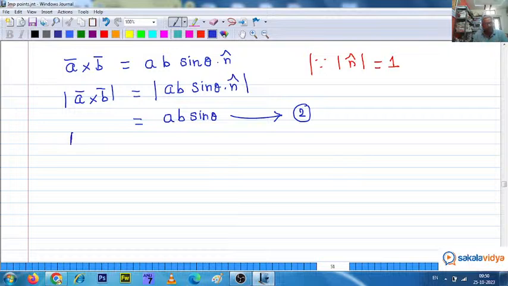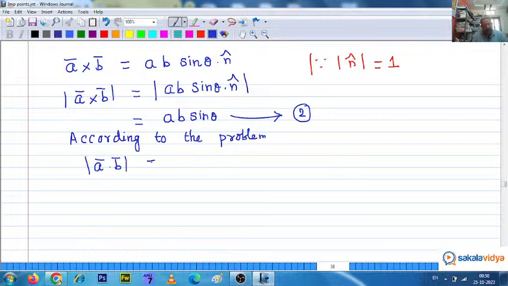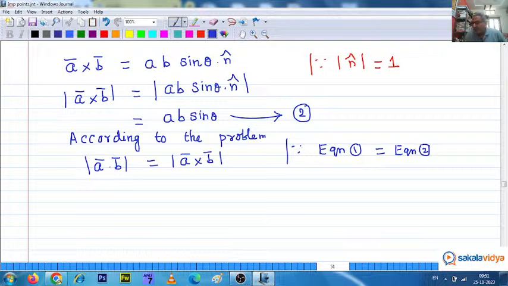According to the problem, according to the question, the modulus of A dot B is equal to the modulus of A cross B. That means equation 1 and equation 2 are both equated. Equation 1 is equal to equation 2. Am I correct now? So let us write equation 1 and equation 2, that is AB cos theta equals AB sin theta.